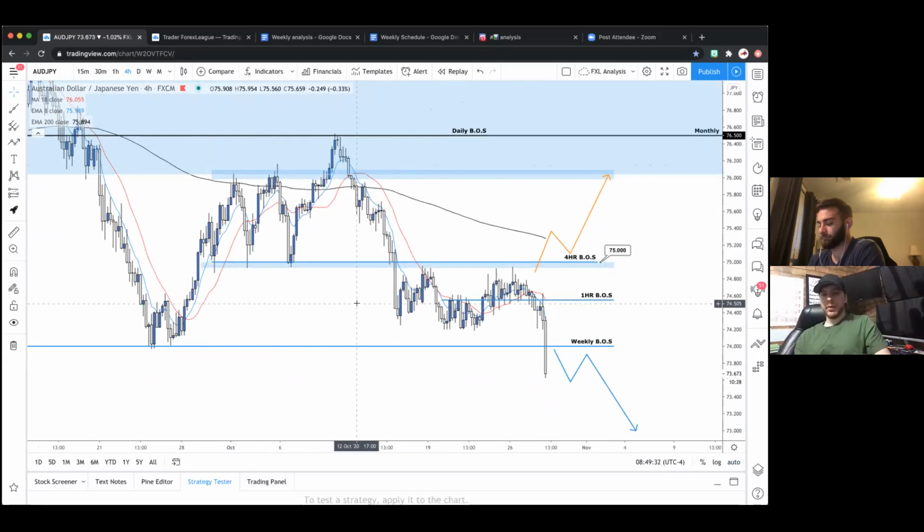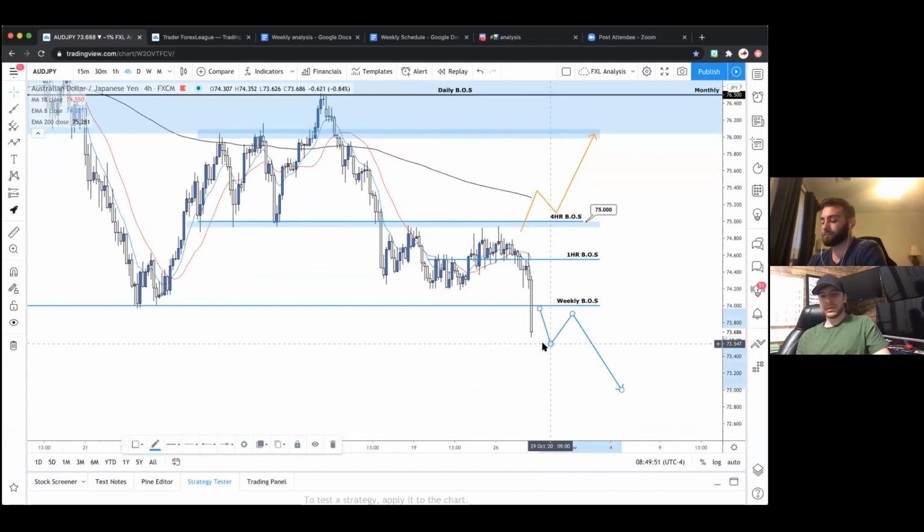We're bearish on the weekly now because we just broke this weekly zone. Bearish on the weekly, bearish on the daily, bearish on the 4 hour, bearish on the 1 hour. Everything here is pointing towards the bears. We're definitely looking at short opportunities first.